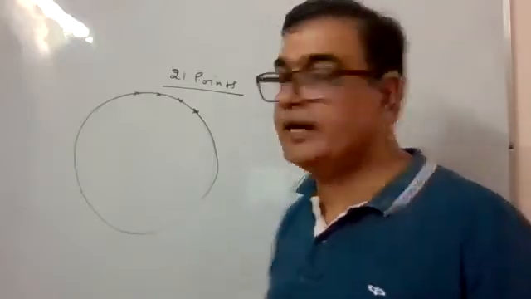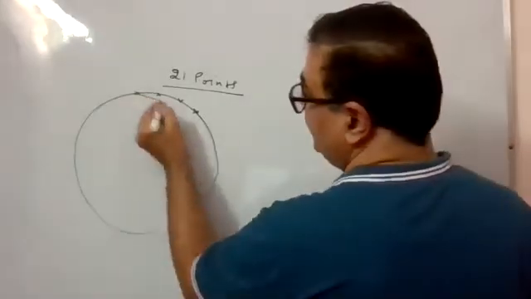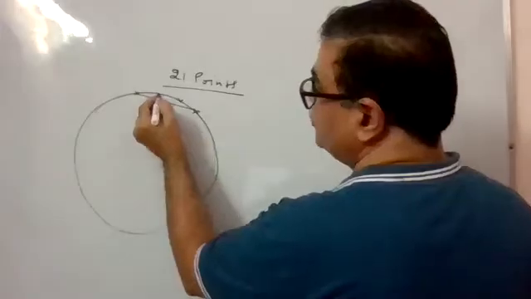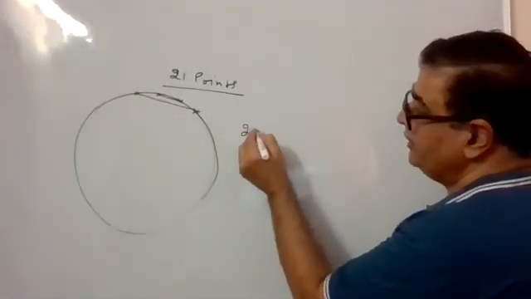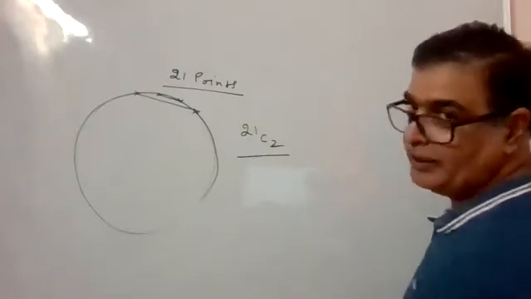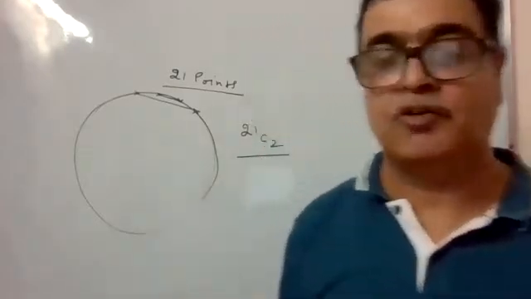तो chord के लिए आपको क्या करना पड़ेगा? Any 2 points you join, you will get a chord. Any 2 points will give a chord to you. So out of 21, how many to be selected? Only 2. So 21C2 will be the total number of chords we have.